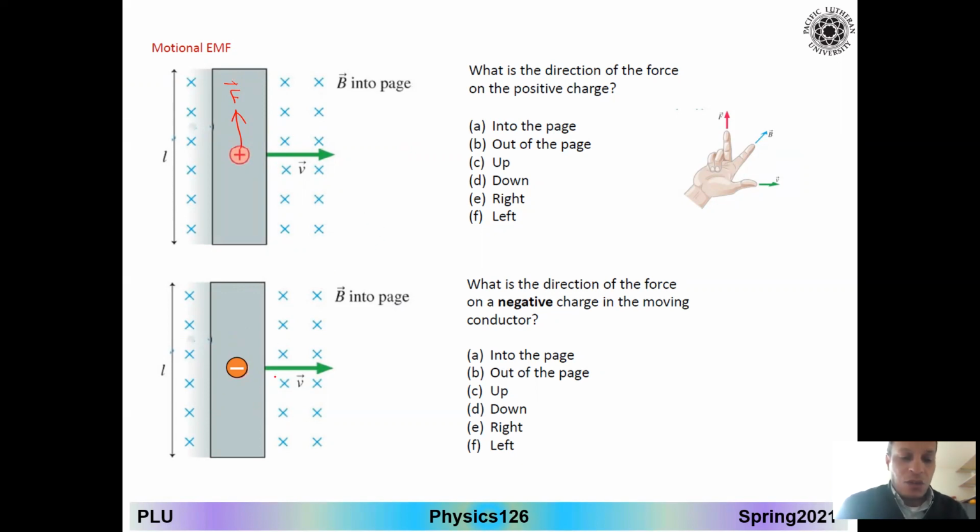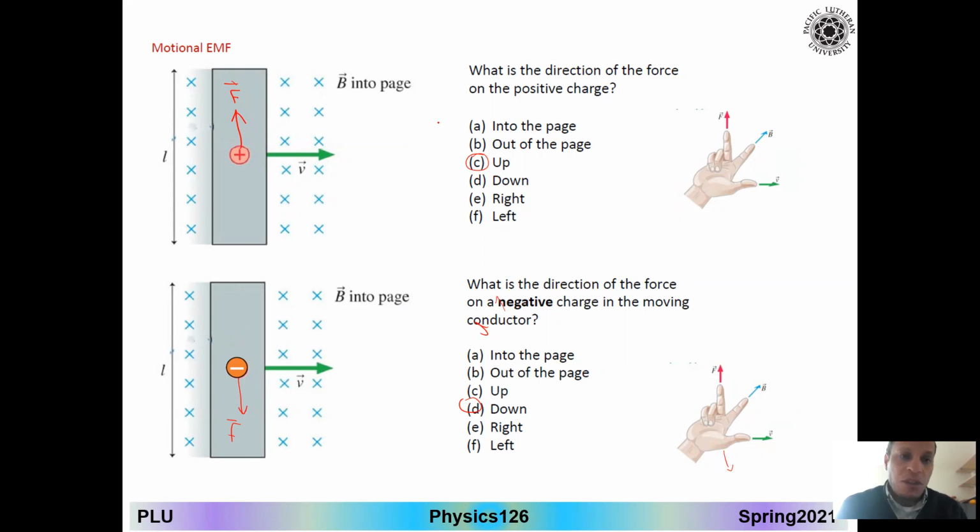Let's see the second situation, the same situation with the magnetic field pointed into the page and we drag it to the right. What happens with the negative charge in that case? The same thing, we're going to use the right hand. We have the same situation. The only difference is that the positive charge is pointed up, so since it's negative, it should be pointed down. So here my force for the negative charge is pointed down, and for the positive charge it will be pointed up.